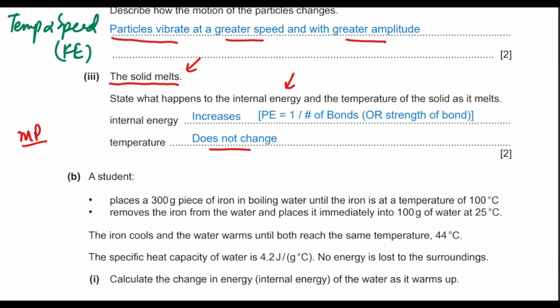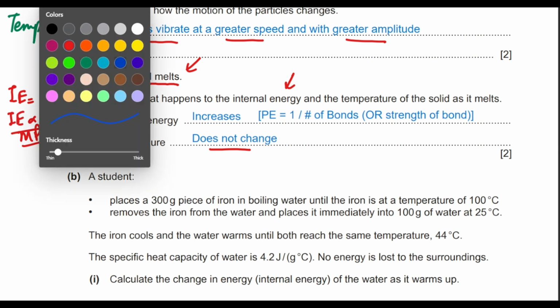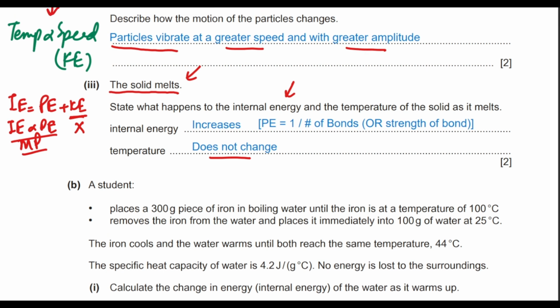That much is clear. So since the internal energy is actually dependent on the potential energy plus the kinetic energy, and this is not changing, internal energy entirely depends on the potential energy. Now we have to think about the potential energy. Potential energy depends on the bonds of the solid atoms. What is happening to the bonds of the structure? So the relationship goes something like this. The potential energy is inversely proportional to the number of bonds or the strength of bonds.